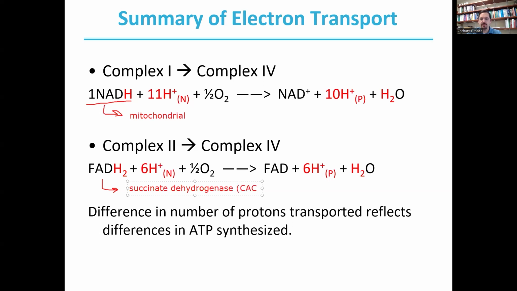And of course, the citric acid cycle would be generating that FADH2. Our fatty acid beta oxidation and any other pathways that produce FADH2 wouldn't be feeding those electrons into our succinate dehydrogenase. So how do we take cytosolic NADH or FADH2 from other pathways and feed it into our electron transport chain?